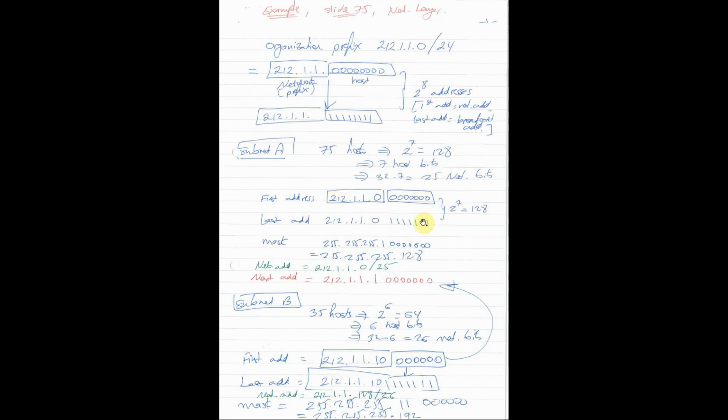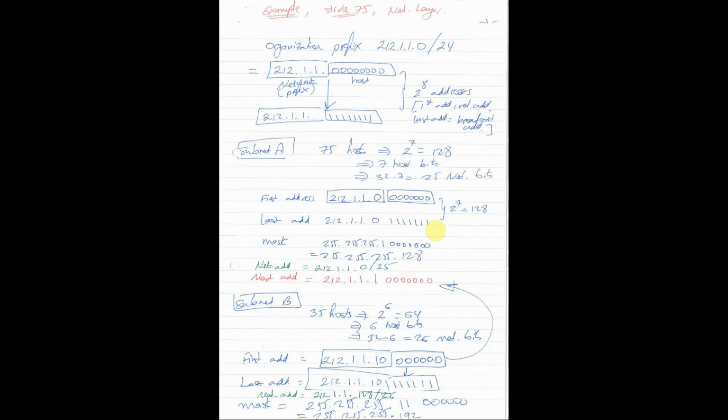This is the first address, and this is the last address. Of course, these addresses can be converted into decimal, so 212.1.1.0 and ending with 212.1.1, the decimal equivalent of this. What is the decimal equivalent of 7 ones?